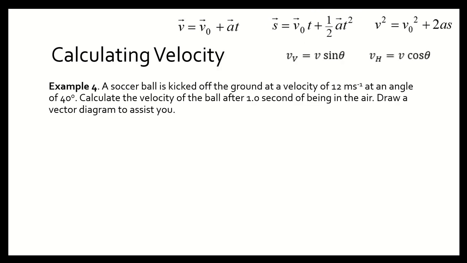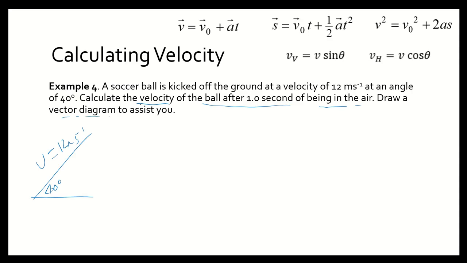Final question, and then I'll get you to do some practice problems: a soccer ball is kicked off the ground at a velocity of 12 meters per second at an angle of 40 degrees off the ground. Calculate the velocity of the ball after 1 second of it being in the air. Draw a vector diagram to assist you.